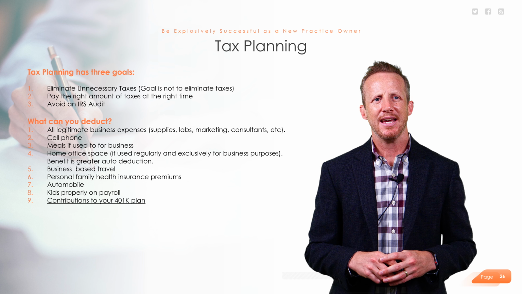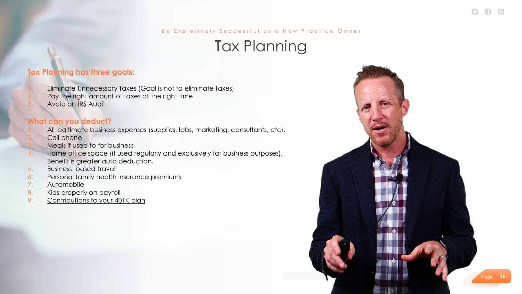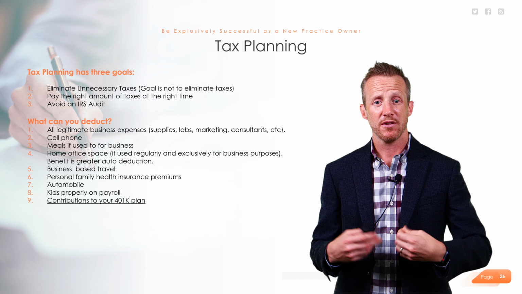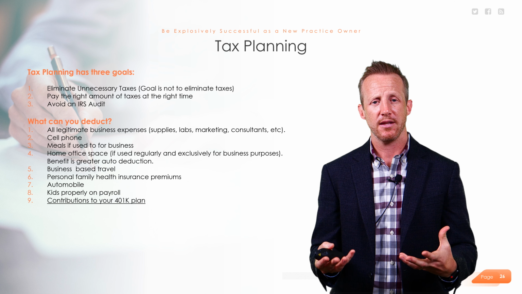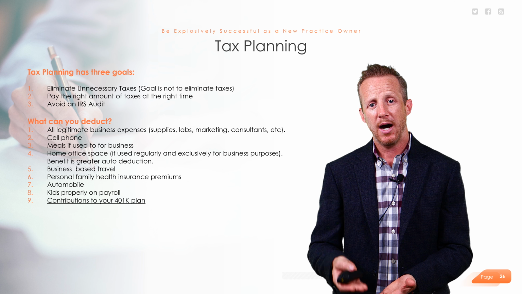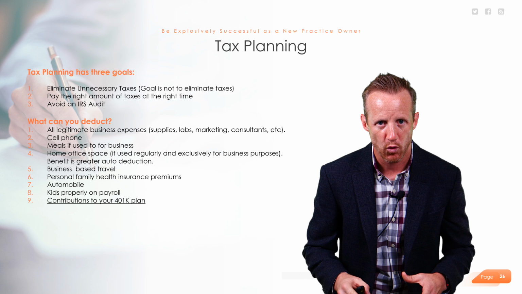The next thing is kids properly on payroll. Now, if you remember from our tax module about the 1040, we explained that there's this thing called a standard deduction, that if you simply breathe, the IRS will give you a deduction against a share of your income, up to, for single individuals, $12,400 as of 2020.